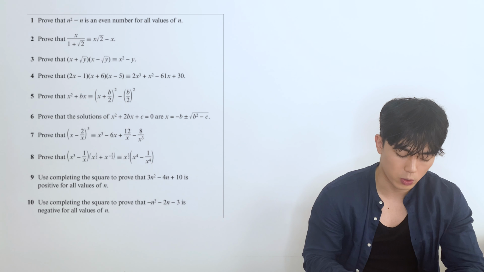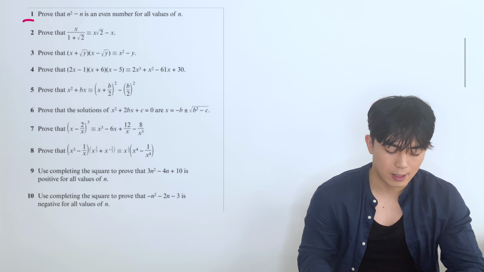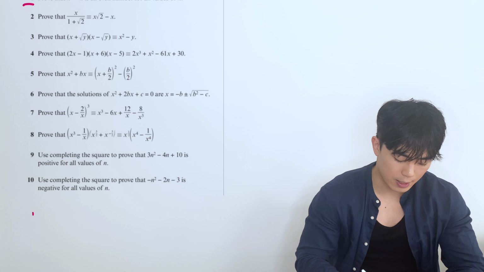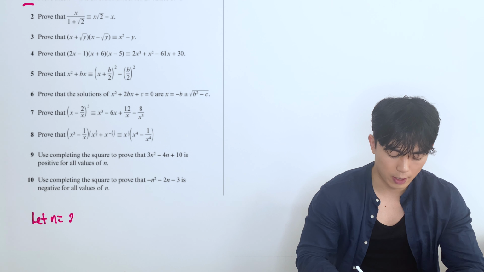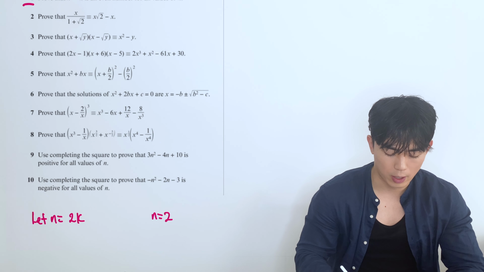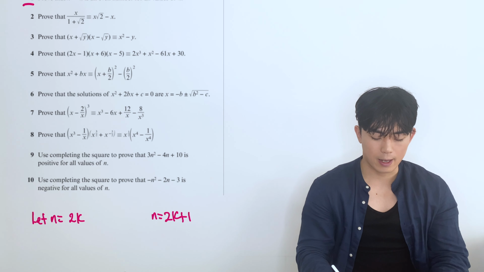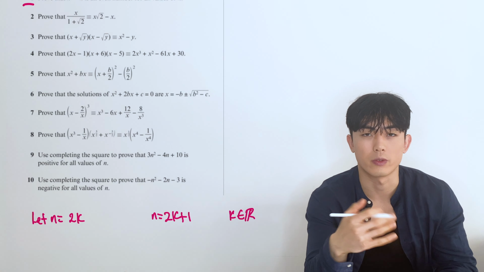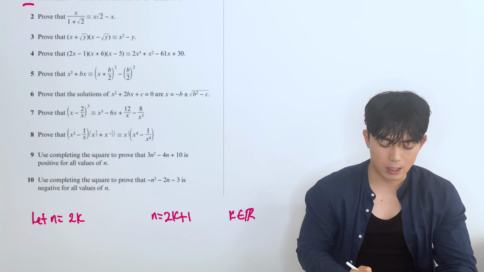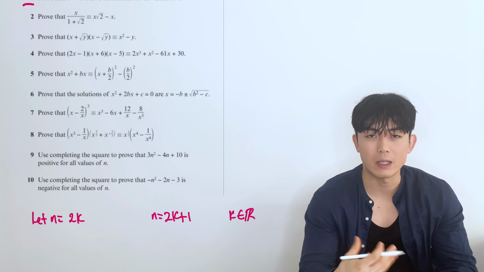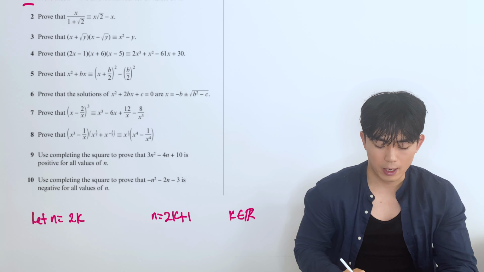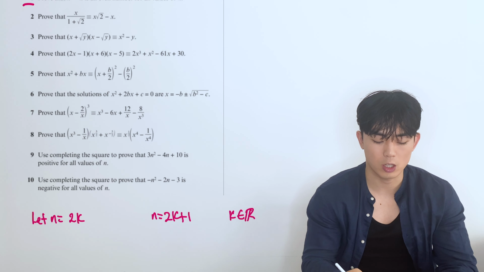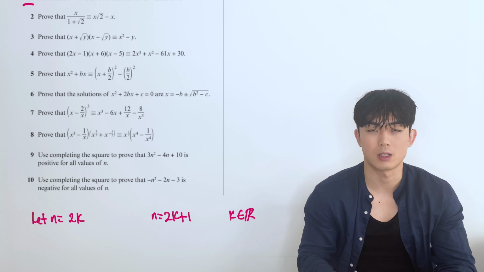So for example, question 1. Prove that n squared minus n is an even number for all values of n. For this type of proof, what we have to do is say let n equal 2k and let n equal 2k plus 1, where k is any real number. This just means that if k is 1, 2, 3, 4, 5, then n is going to be 2, 4, 6, 8, i.e. all the even numbers. And if you put it into the second case, 2k plus 1 is going to be 3, 5, and so on, so all the odd numbers. So you're just trying to prove it's correct for even numbers and odd numbers separately.